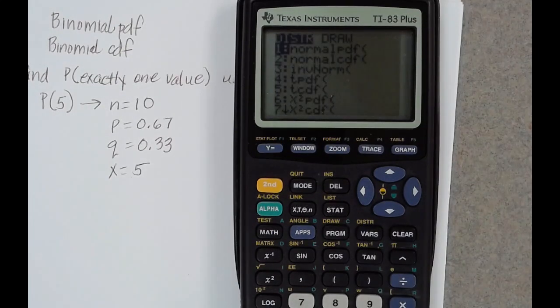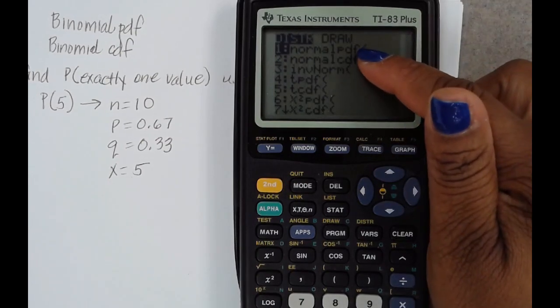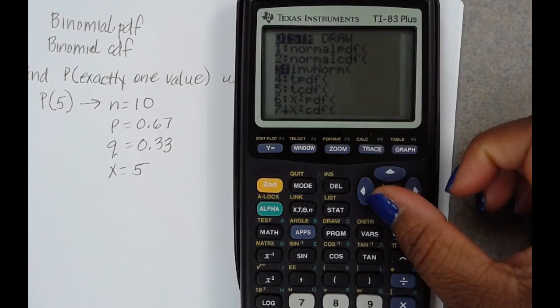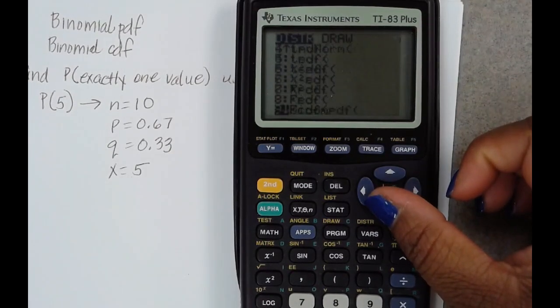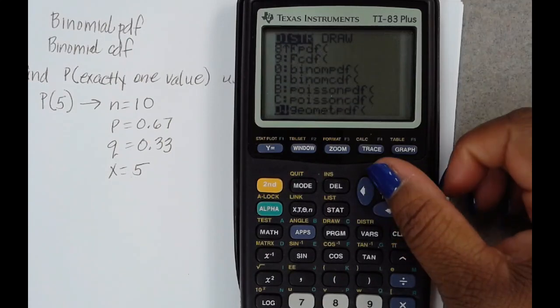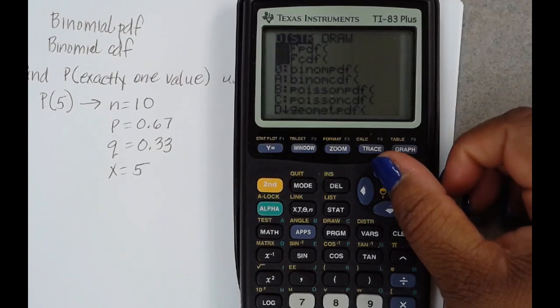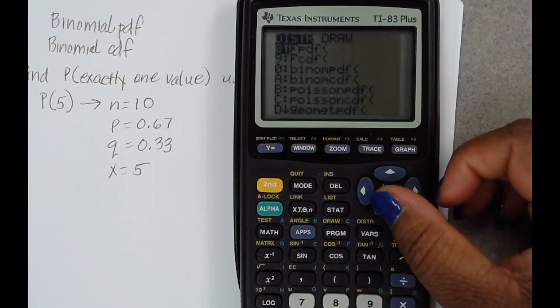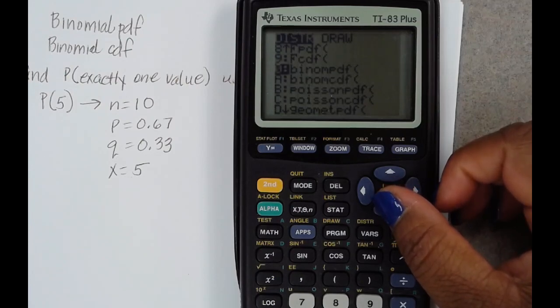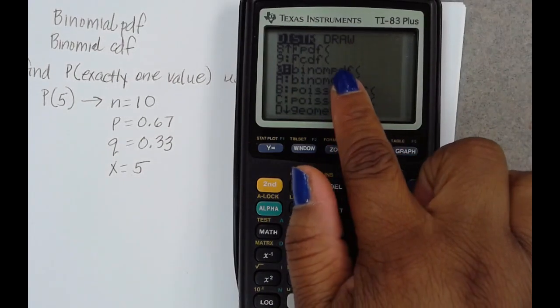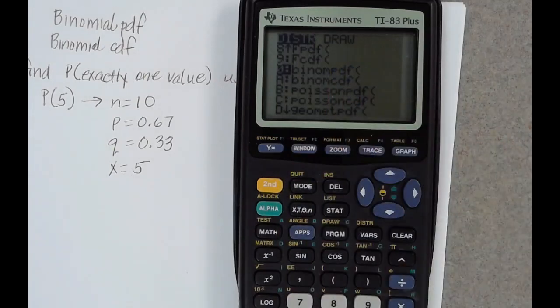I want to scroll down in my calculator. Be careful, we're not using the normal PDF or normal CDF. We need binomial. Okay? You see where they are. So for binomial, gone too far. Binomial PDF, I need option 0. Binomial PDF. Okay? So I'm going to choose option 0. I can go right there and select it by pressing enter.